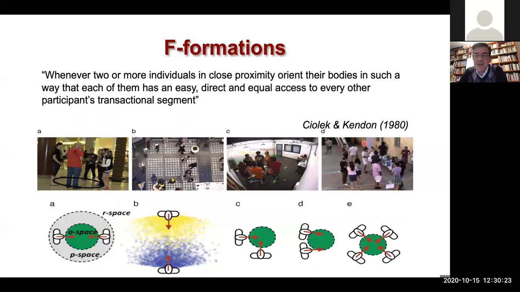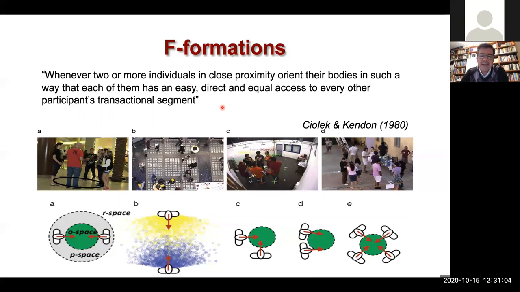There's a definition given in a classical textbook by Cholek and Kendon. An F formation is defined in this way: whenever two or more individuals in close proximity orient their bodies in such a way that each of them has an easy, direct, and equal access to every other participant's transactional segment. So, of course, in order to talk to another person, you have to be close to that person, and also you have to orient your body in a certain way. Otherwise, it's quite difficult to talk if I'm just oriented in a totally different direction.